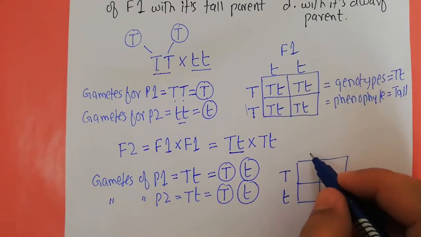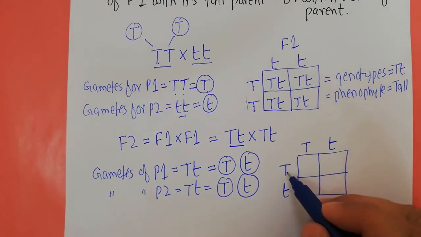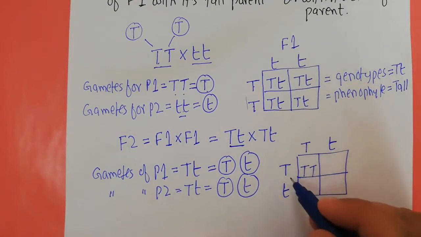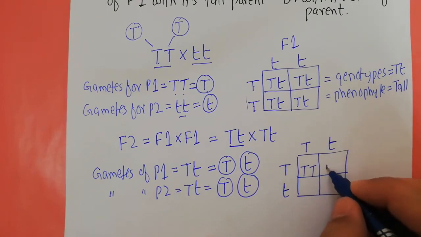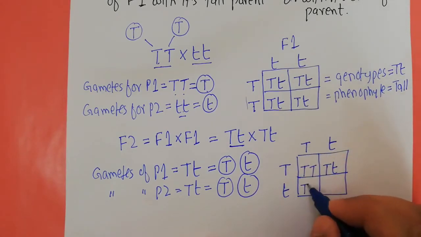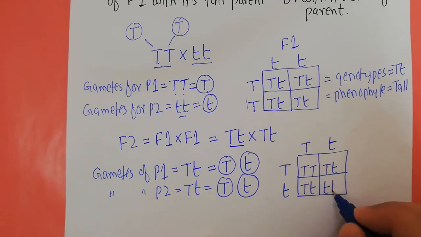The top side of the Punnett square is showing you the gametes of the other parent, again the capital T and the small t. Now if you cross them, this capital T can combine with this capital T. This capital T can combine with the small t. This capital T can combine with this small t. And this small t can combine with this small t.